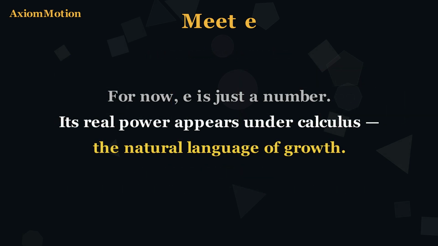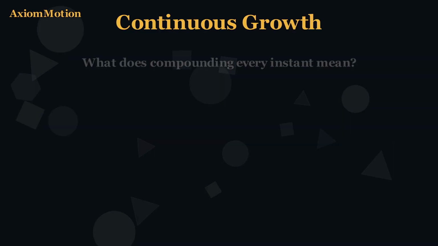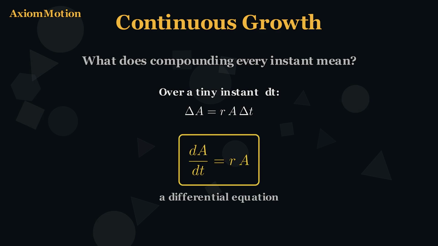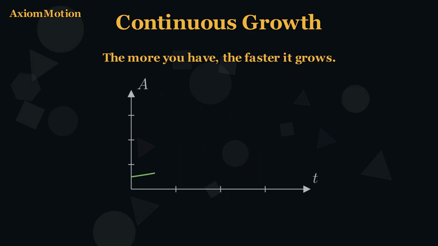Its real power is unleashed the instant we open the door to calculus, where e becomes the natural language of growth itself. In the last sections, e emerged from compounding at shorter and shorter intervals. Now let's ask what compounding at every instant truly means. Take a tiny slice of time, dt. Over that sliver, your balance A earns interest at rate r, so the gain is r times A times dt. That tiny change in A, divided by the tiny change in time, gives a differential equation. The rate of change of A equals r times A.